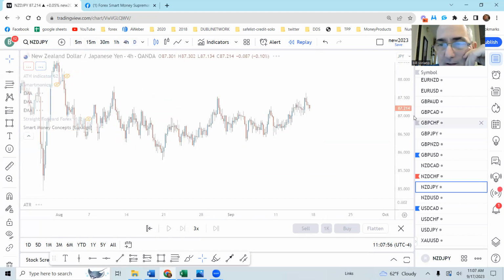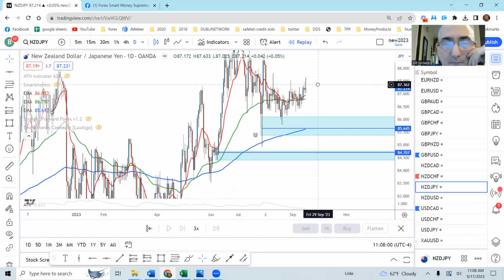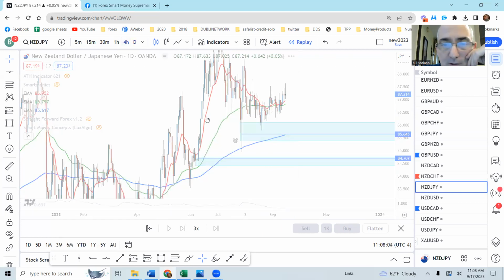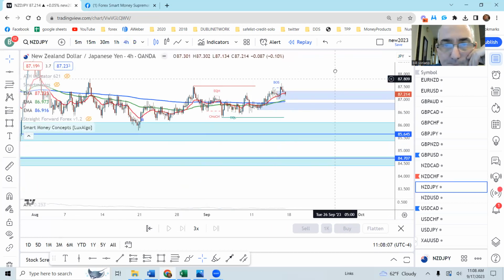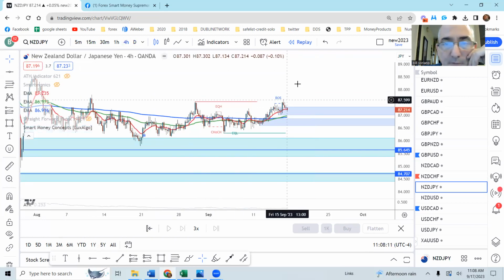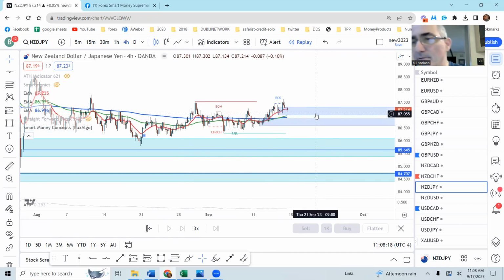NZDJPY on the daily chart, where again we are bullish. We have a 4-hour order block already marked up here. And so this is still valid. Now, if we get price to move up and break structure to the upside, then we can identify another order block. Right now, these order blocks here aren't valid because there's no break of structure to me. Okay.